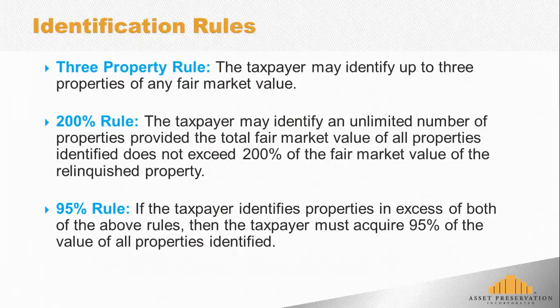The next rule is what's known as the 200% rule. Under the 200% rule, the taxpayer can identify an unlimited number of properties, but the total fair market value of all properties identified cannot exceed 200% of the fair market value of the relinquished property. So this one's kind of the reverse of the three property rule. There's an unlimited number of properties, but there's a limitation on the value, no more than 200% of what was sold. So using a similar example, if a taxpayer sells for $1 million, they can identify as many properties as they want, but when you add up the value of those properties, it cannot exceed 200% of what was sold. So in that case, $2 million.